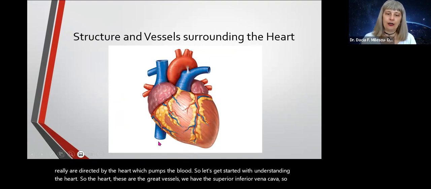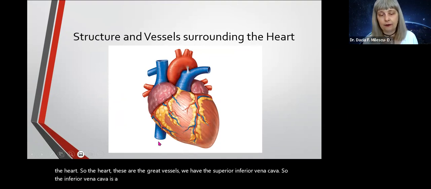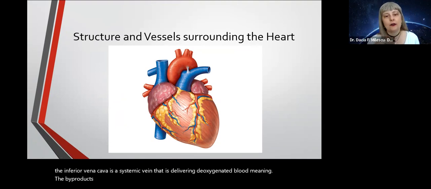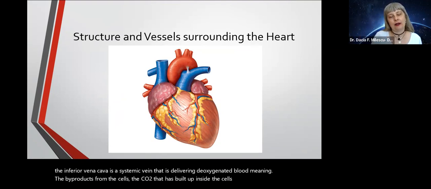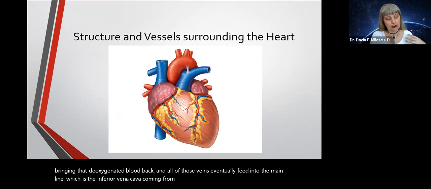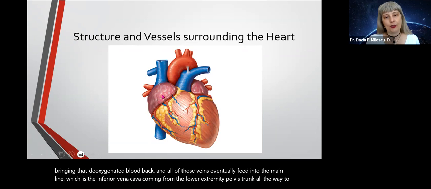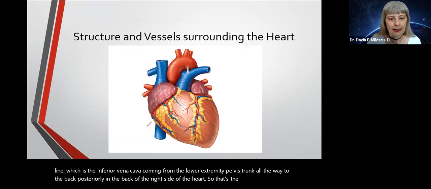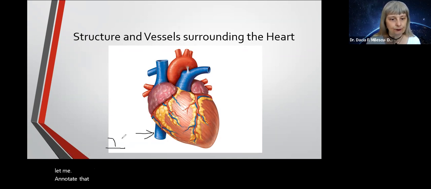So the inferior vena cava is a systemic vein that is delivering deoxygenated blood, meaning the byproducts from the cells, the CO2 that has built up inside the cells. The systemic veins are bringing that deoxygenated blood back, and all of those veins eventually feed into the main line, which is the inferior vena cava, coming from the lower extremity, pelvis, trunk, all the way to the back, posteriorly in the back of the right side of the heart. So that's the inferior vena cava. So let me annotate that, inferior vena cava.